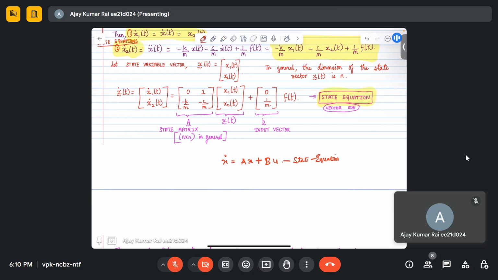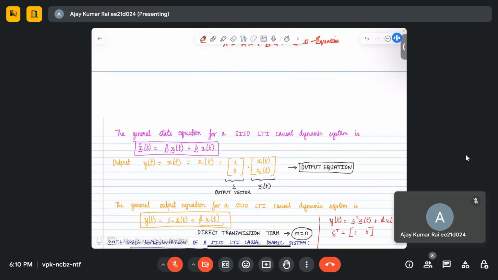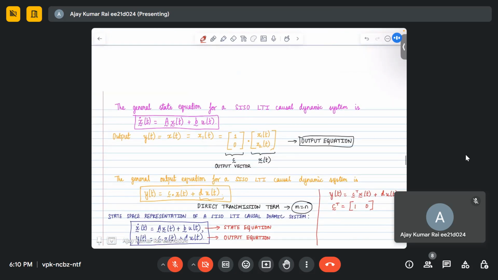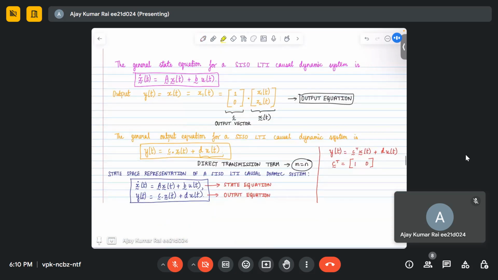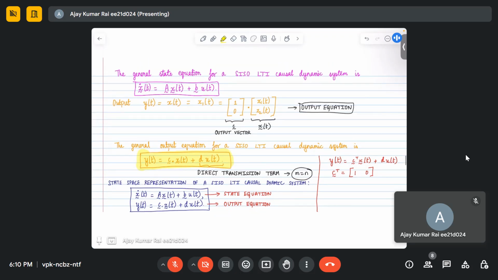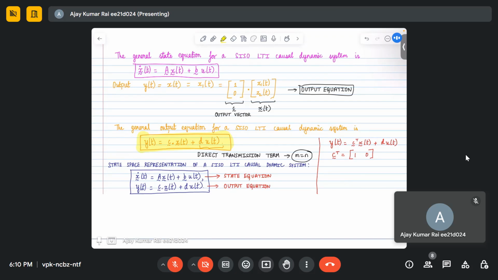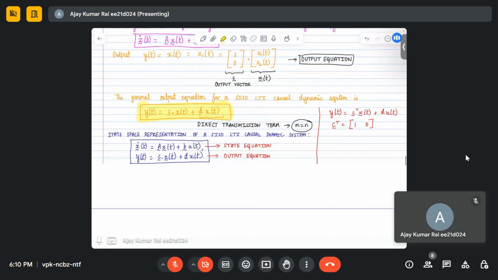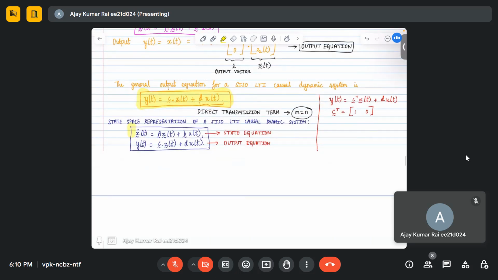So this is the state equation, and the other equation we get is the output equation, in terms of the state variable and the input. These two equations completely define our plant: y equals Cx(t) plus Du(t). So one is the state equation and one is the output equation. This is the complete state space representation, which is used in modern control theory. This is advanced control systems once you study this.